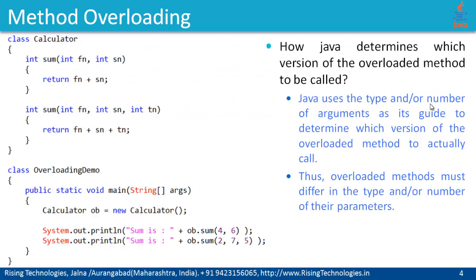Java uses the type and or number of arguments as its guide to determine which version of the overloaded method to actually call. That means when I call this sum method by passing two integers as parameters, Java is going to invoke the sum method that takes two integers. And if I call the same sum method by passing three integers as parameters, Java is going to invoke this version of the sum method that takes three integers as parameters.